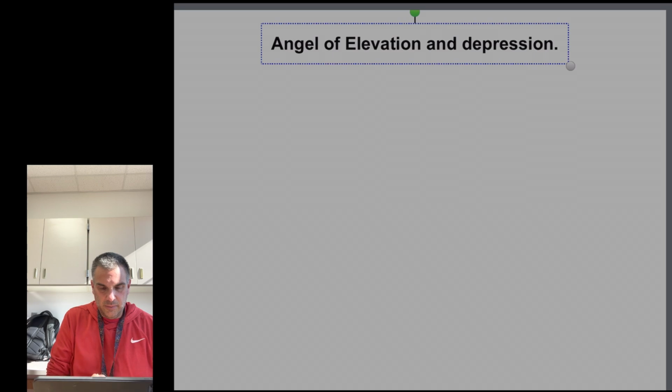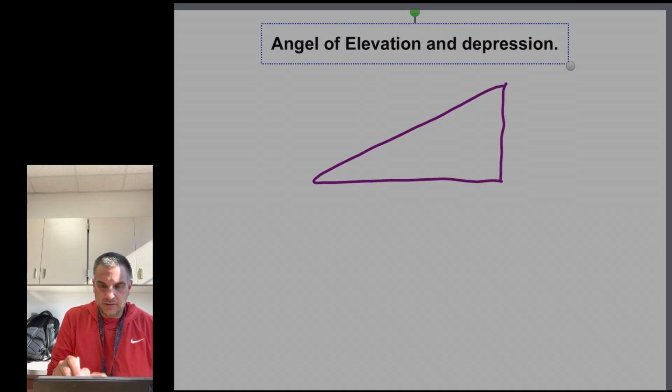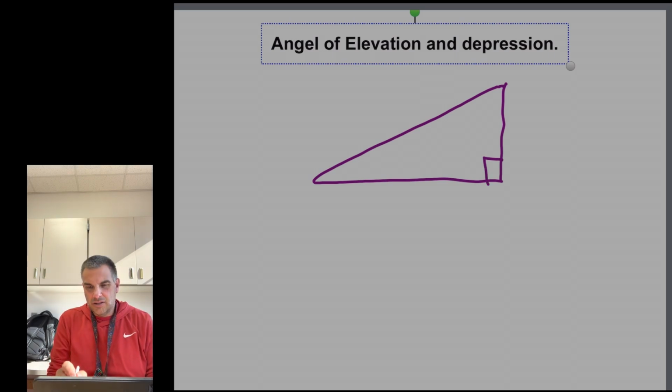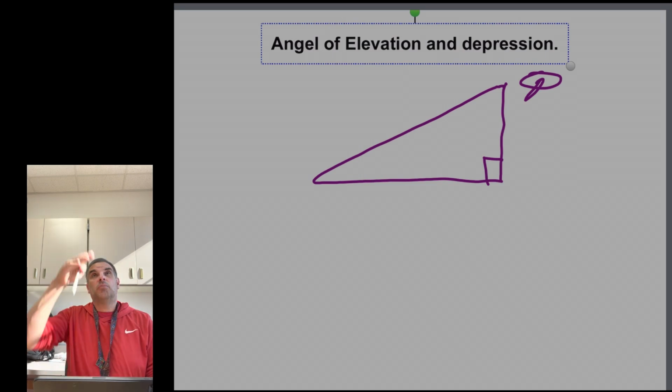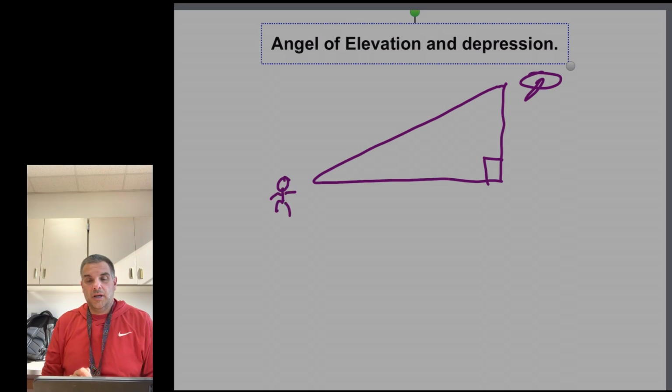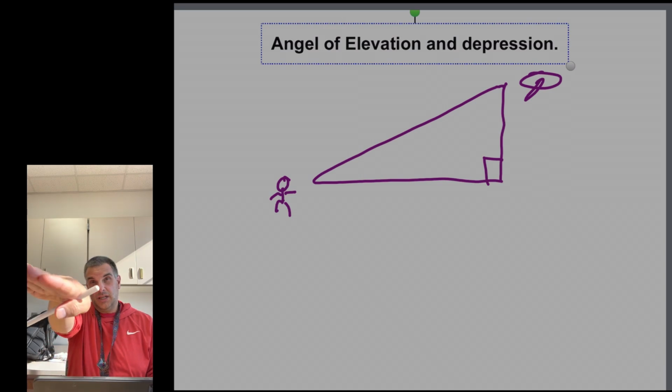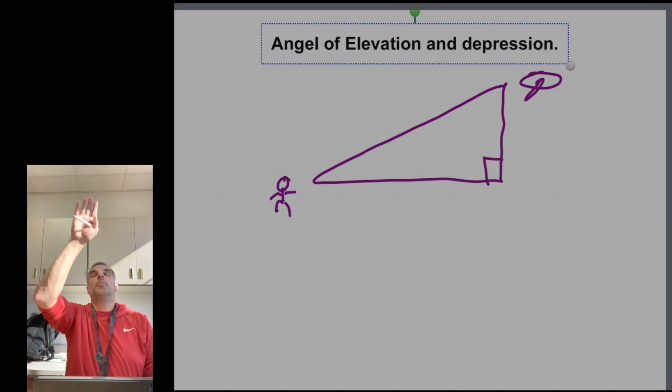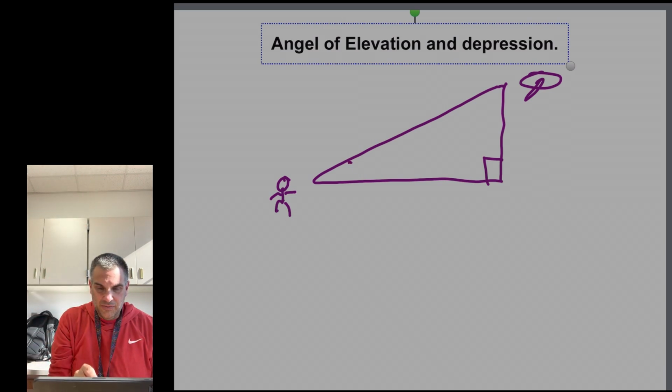What we're talking about with angle of elevation is the angle. There's going to be a right angle here. Let's say we've got a plane. This is my plane. Say you're looking at a plane up in the sky, and this is you standing down here, or me standing down there, and I'm looking up at this plane. I'm looking parallel to the ground and then up. This angle right here is what's called the angle of elevation.